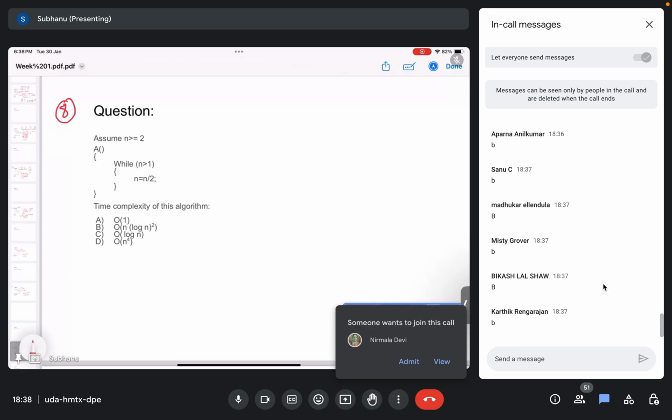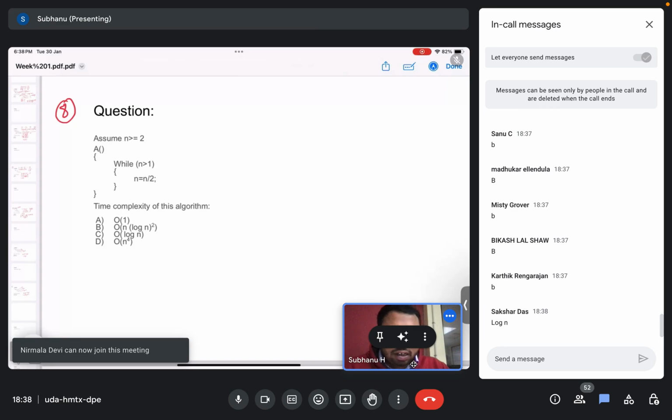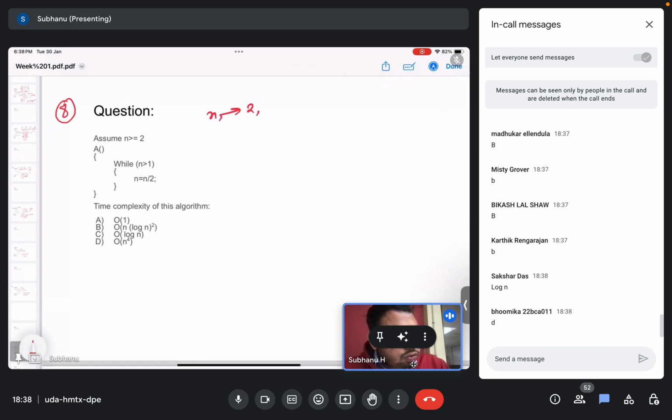So the question is n is greater than or equal to 2. Okay, so n starts from 2, 3, 4, 5 like this. So A is our function. Now you have to find out the time complexity for it, that when it will stop and all.